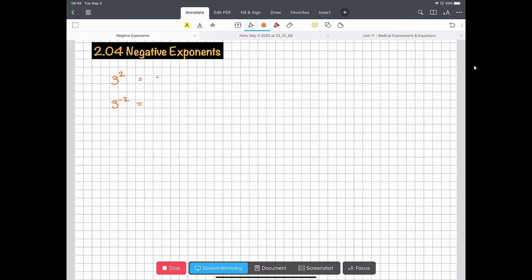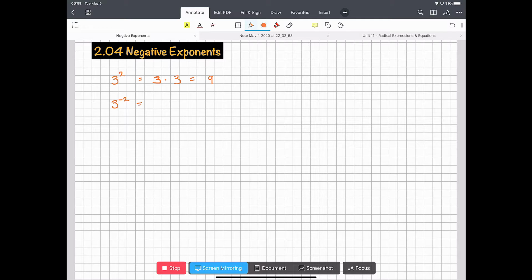Today's lesson we're going to review negative exponents, and we're going to start by comparing 3 squared to 3 to the negative second power. We know that 3 squared is repeated multiplication, so in this case it would be 3 times 3, which is the same as 9.